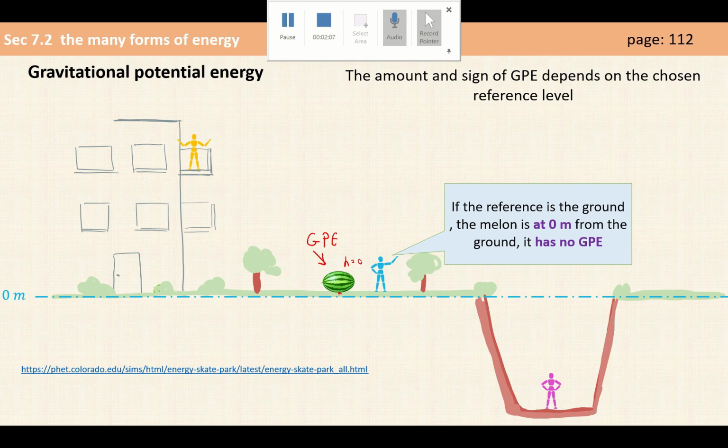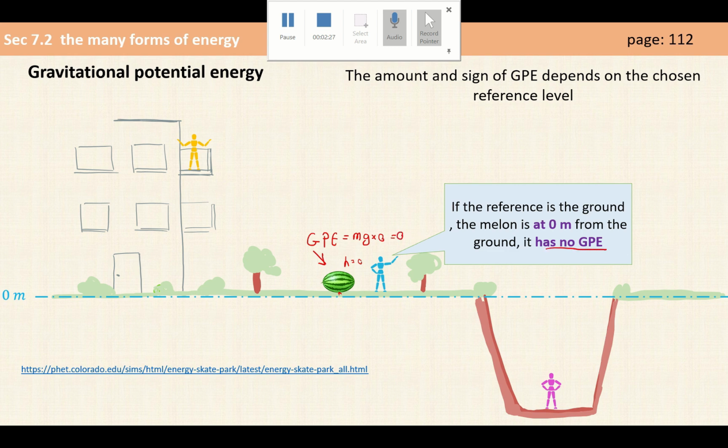And hence, if you want to calculate the gravitational potential energy, multiplying the mass of the watermelon times 9.8 times h, which is 0, will give you a gravitational potential energy of 0.